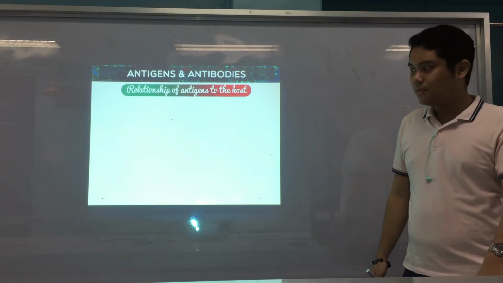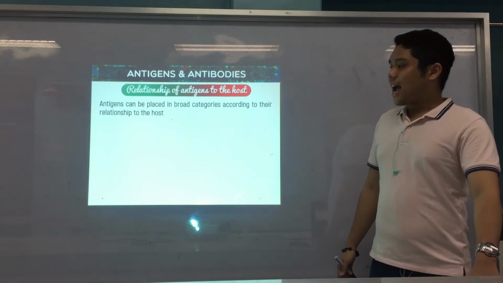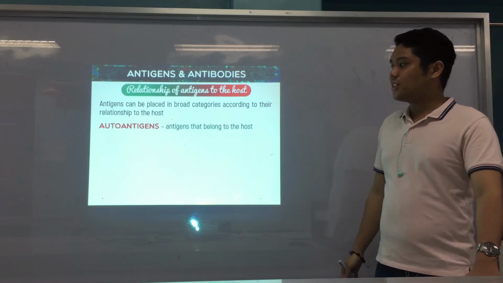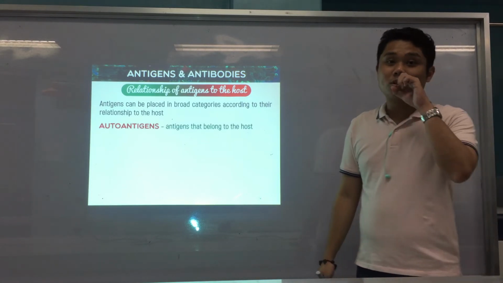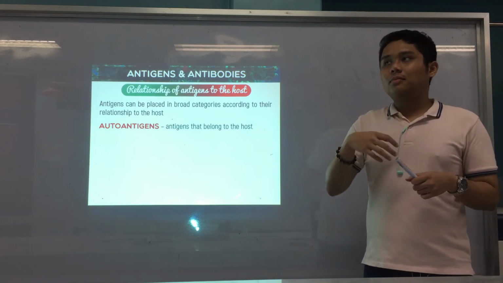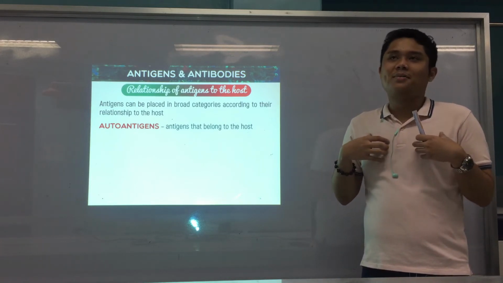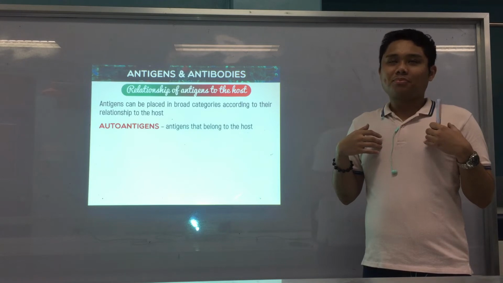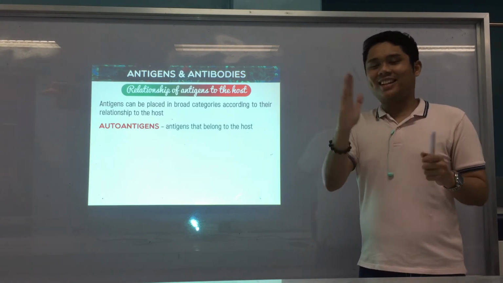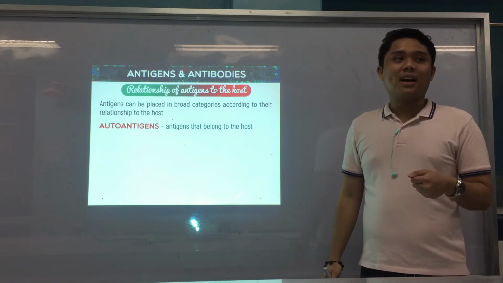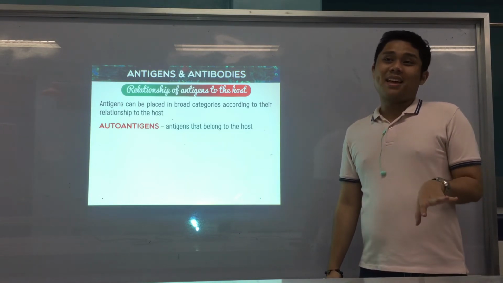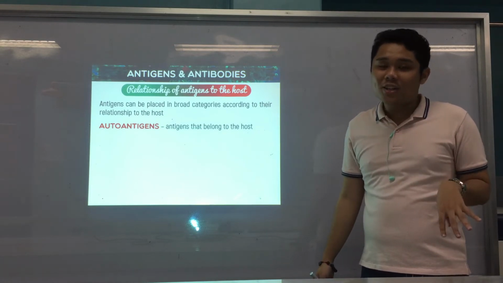Now we go to the relationship of the antigens to the host. They can be placed in broad categories according to their relationship to the host. First is autoantigens. These are antigens that belong to the host. Yes, we have antigens that are ours. Examples are in your blood bank, where you will encounter different antigens, like the blood groups.